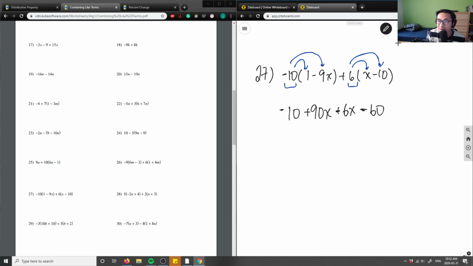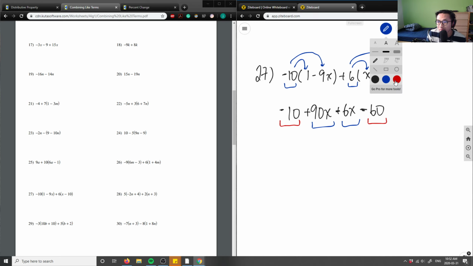And then what can we do? We can gather some like terms, right? We'll do the constants first. We're working from left to right. So let's find all the constants. Negative 10 is a constant. Negative 60 is a constant, and my x's are my variables, right? So this 90x here and 6x here. So what am I left with?